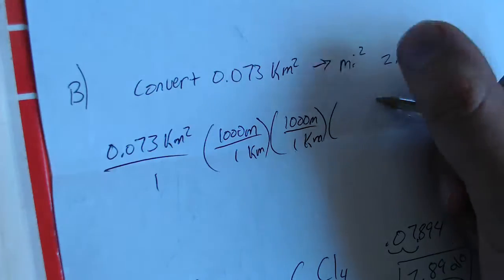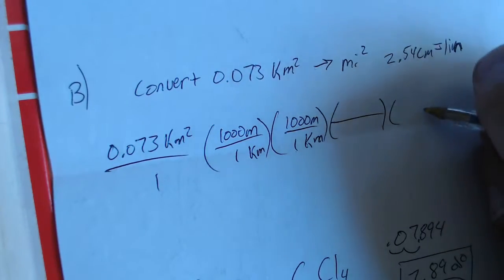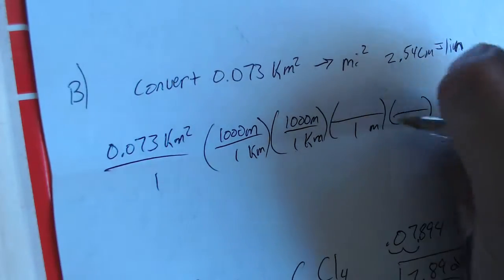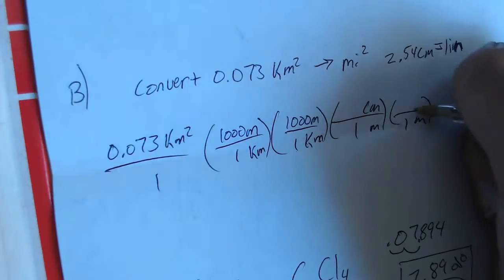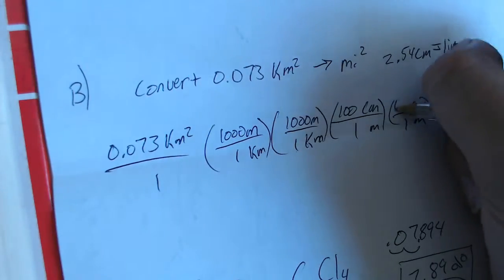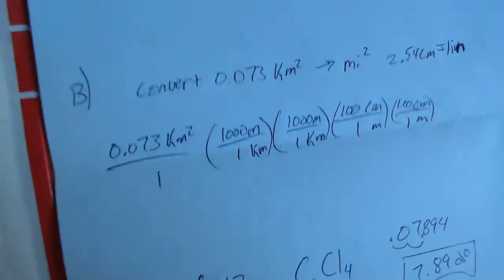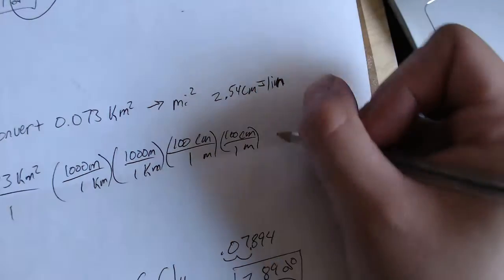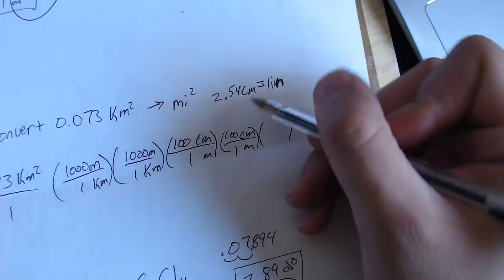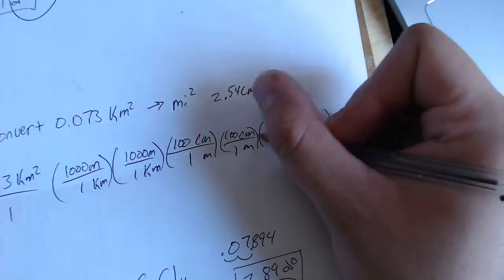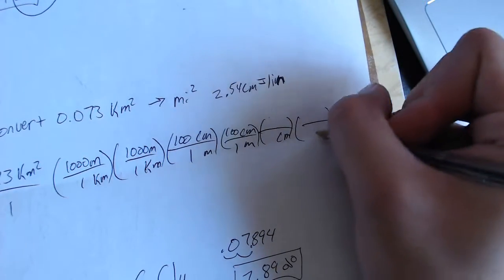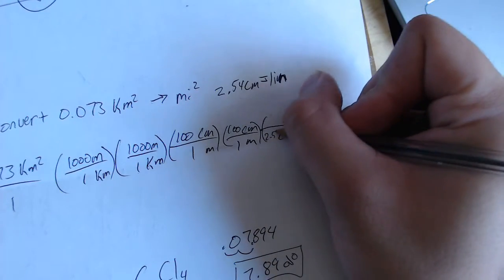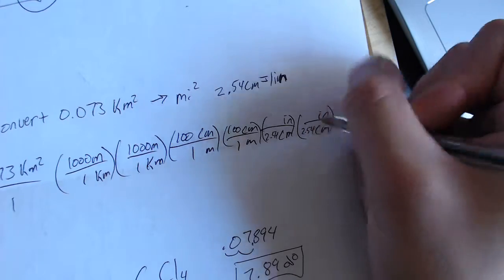Now meters is on top, so we're going to have to put meters on the bottom. So there's 1 meter, and then from meters we go to centimeters. And there are 100 centimeters in 1 meter. From centimeters, we can now go to inches, our doorway. Centimeters will be on the bottom, and inches will be on the top. And then we have 2.54 centimeters to 1 inch.